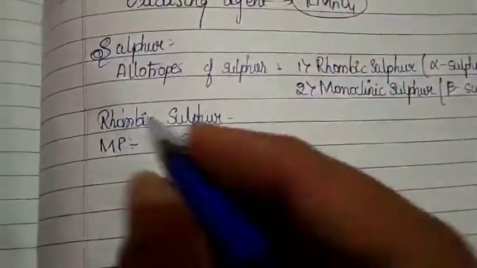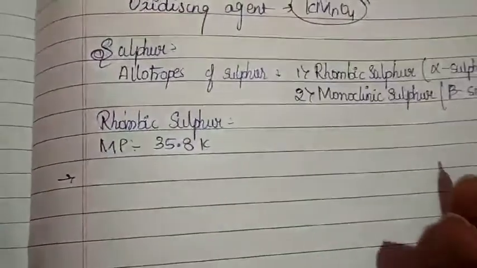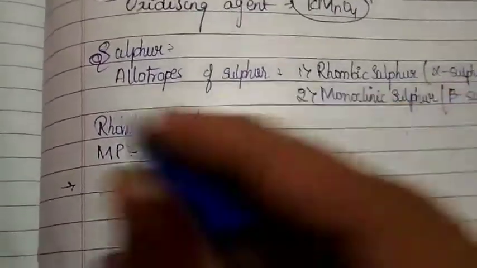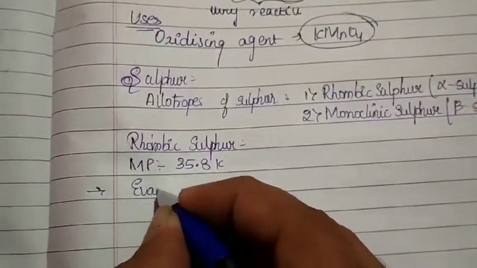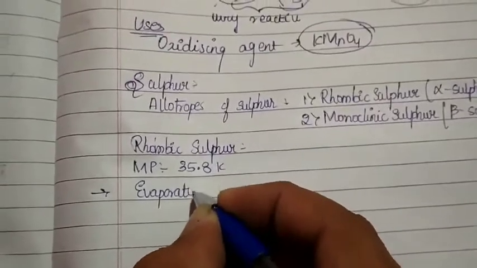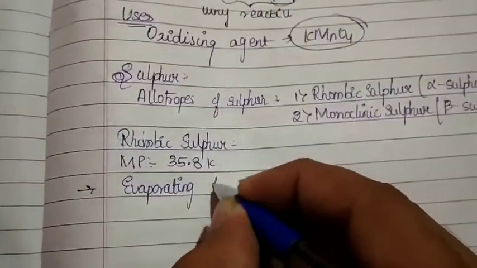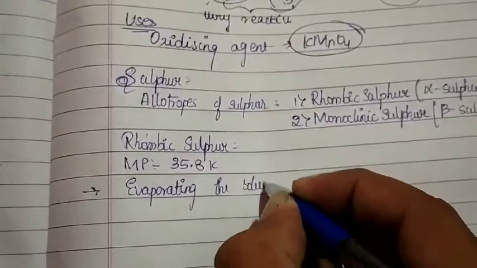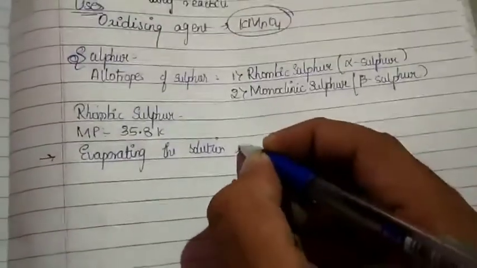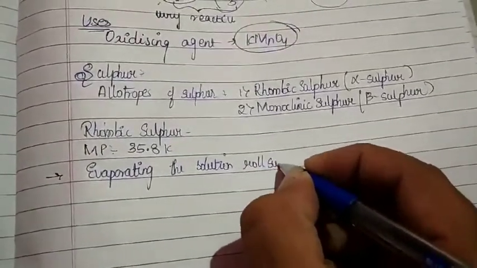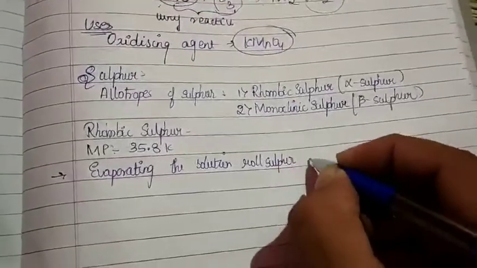Okay. And coming to its preparation, basically rhombic sulphur crystals are formed by evaporating the solution of roll sulphur in CS2.